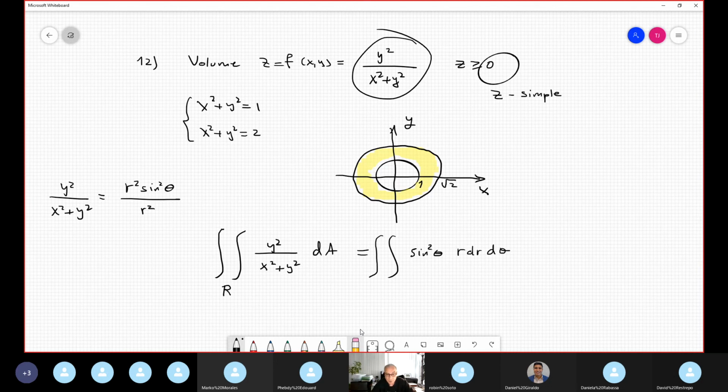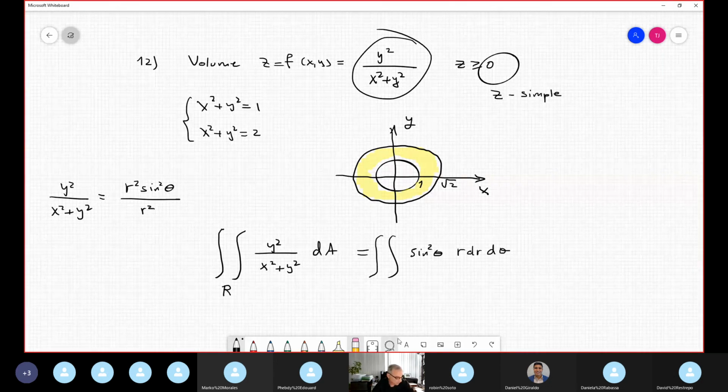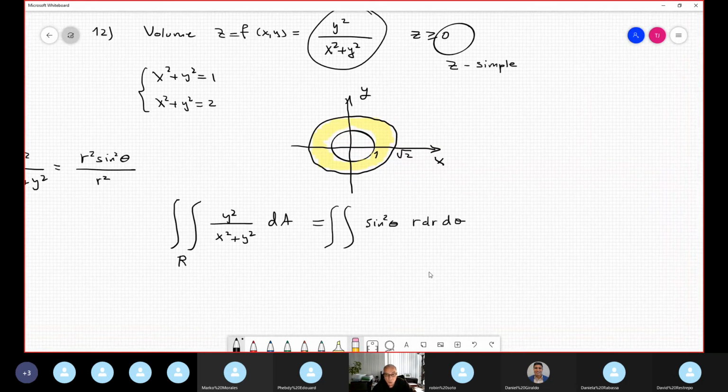Now, I do the double integral. Radio is easy. Radio goes from this to this, always constant: 1 to radical 2, and theta from 0 to pi. You see the beauty of this. Doing this by Cartesian is very, very complicated. Suppose you integrate in this direction. This is crazy. What happened here in the middle? I have no idea. However, polar is magic.